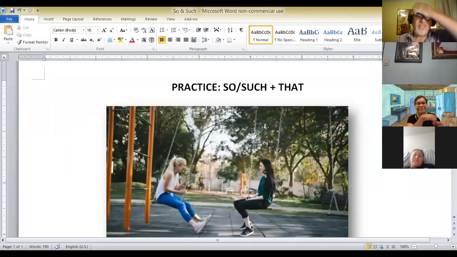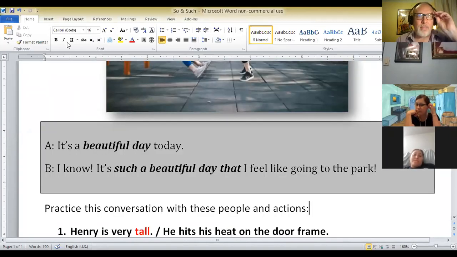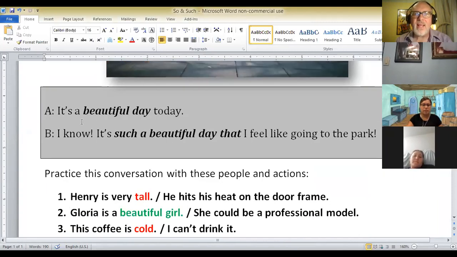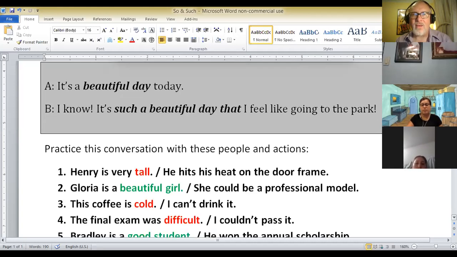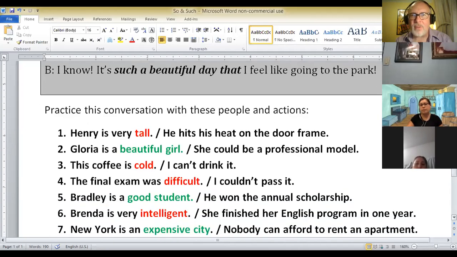All right. So look at this example here. A says, it's a beautiful day today. Right? What do we have here? We have an adjective and a noun. Beautiful day. And B says, I know. It's such a beautiful day that I feel like going to the park. Because I have an adjective and a noun, I say such. All right? So let's practice this a little bit.